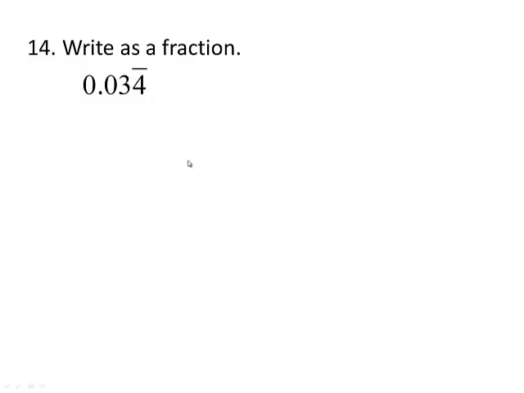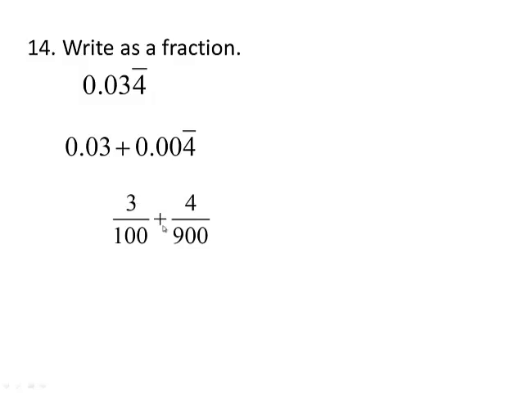Write as a fraction. Okay, so you have 0.03 and then only the 4 is repeating. So we're going to separate this into 2 separate decimals. It'll be 0.03 and 0.00 repeating 4. So 0.03 as a fraction is 3/100 plus 4 over 9 gives me a repeating 4. And because there's 2 places before the 4, we have to put 2 zeros. The 4 repeats, 4 over 9, and I'm going to put 2 zeros after the 9, so we have 900. So we kind of have to push this 4 over a little bit on the decimal.